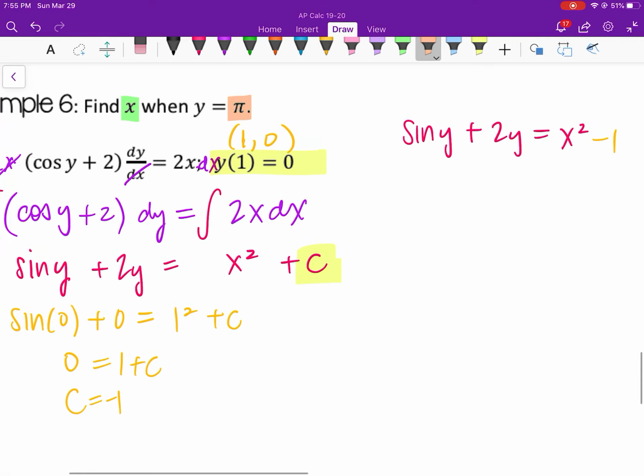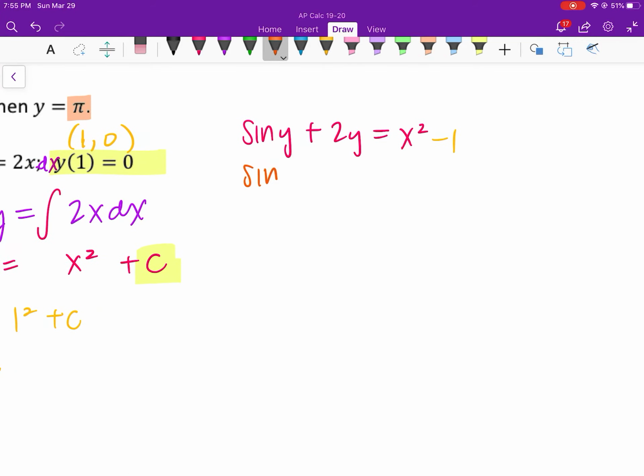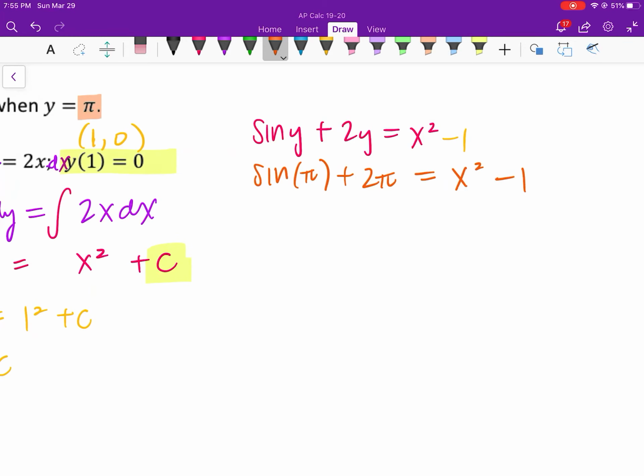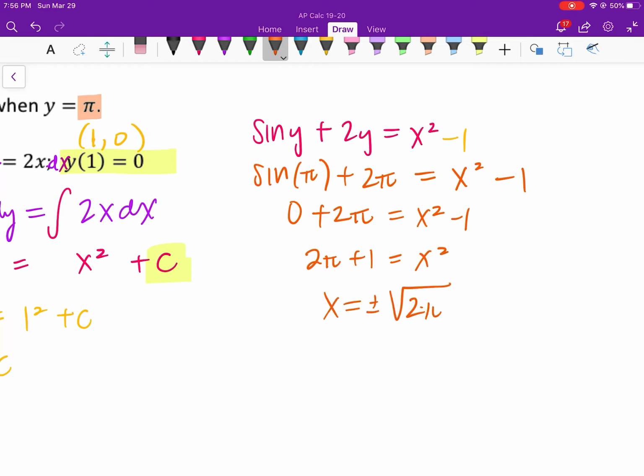Well, now we can plug in y equals pi. So we are finding the sine of pi plus 2 pi, and that will equal whatever x squared is minus 1, and we want to solve for that x, right? Sine of pi, well, that is also going to be 0. Plus 2 pi equals x squared minus 1. Add 1 to both sides. That equals x squared. And take the positive and negative square root of both sides. So apparently when y equals pi, there are two corresponding x coordinates: the positive square root of 2 pi plus 1 and the negative.